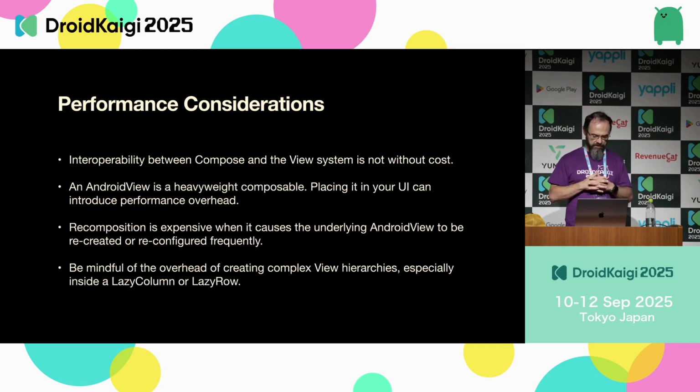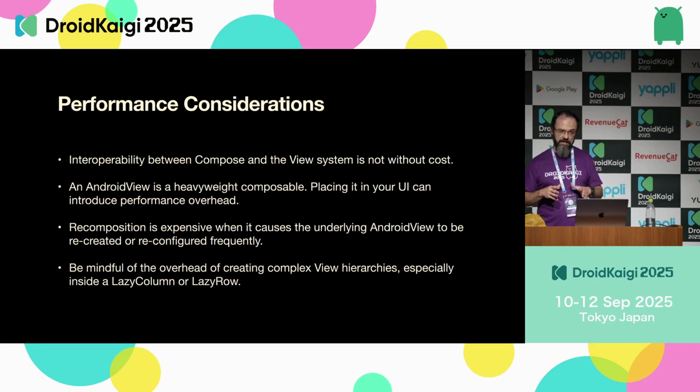And performance, which could be an interesting topic. It's not without cost to talk between Compose and the view system. You always need to take a decision on whether performance is going to have an impact, how important it is to you, and the architectural cost of interacting between Compose and view all the time. An AndroidView is a heavyweight composable. Placing it on your UI can introduce a performance overhead, and recomposition is expensive when it causes the underlying Android view to be recreated or reconfigured frequently.